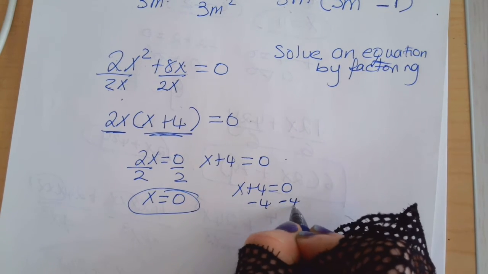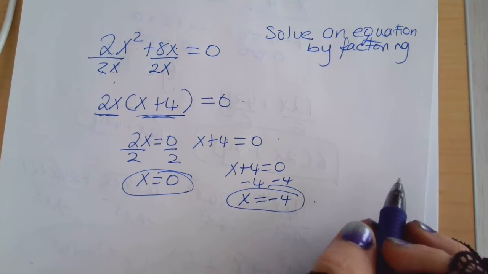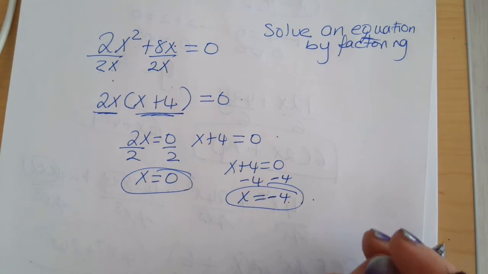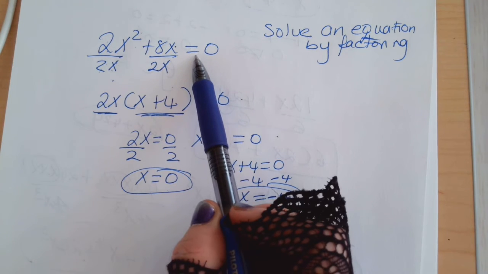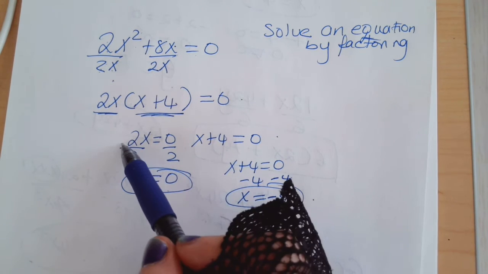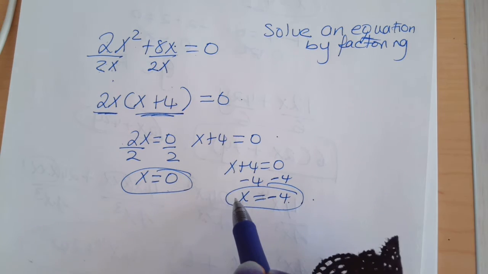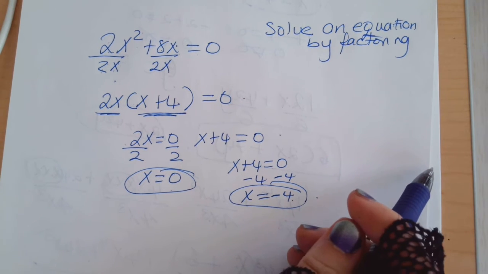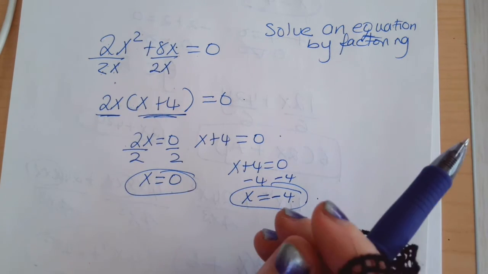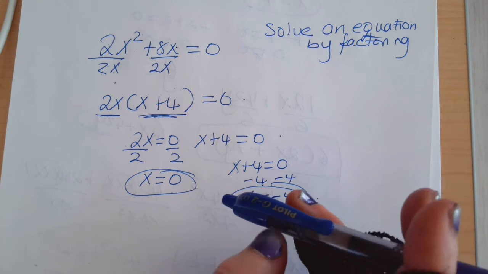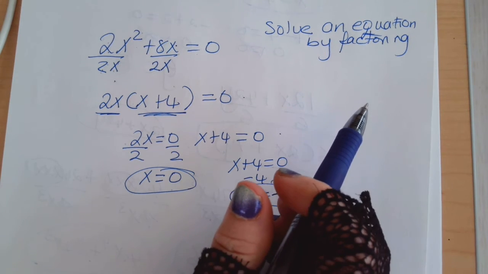Subtract 4. You know how to solve a basic equation. You've been doing much harder ones than that. So the two answers are 0 and negative 4. So you took an equation here and you factored it, and then you found the two answers. So one of the answers is 0 and one of the answers is negative 4. Okay? The fact that it has a squared up here indicates that normally it has two different solutions. It can have two of the same, but normally they're different.